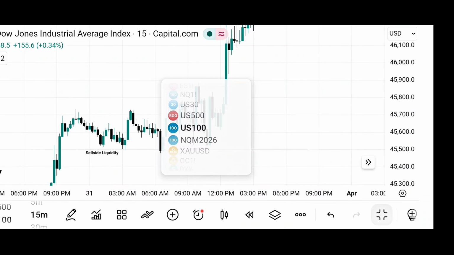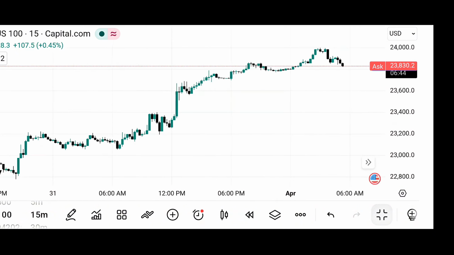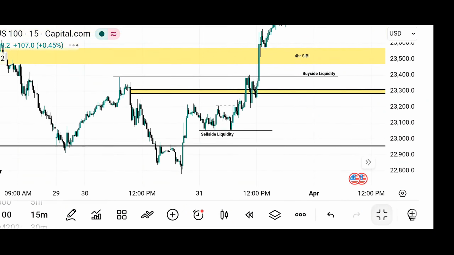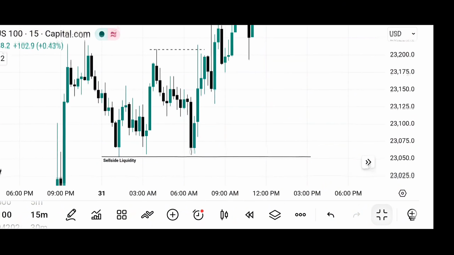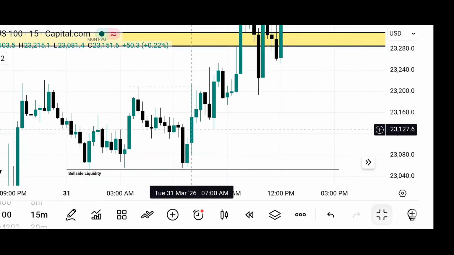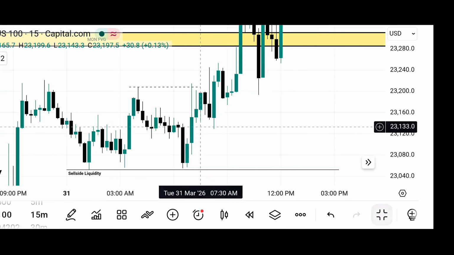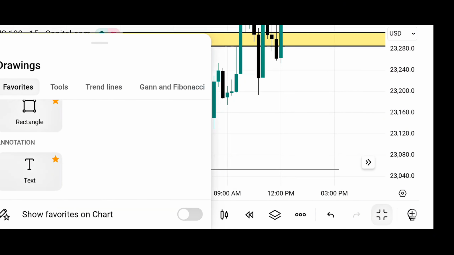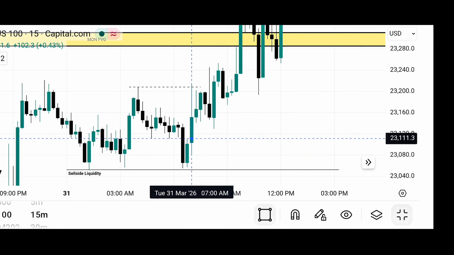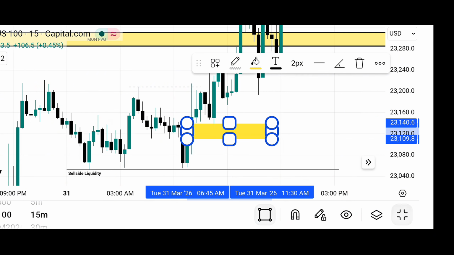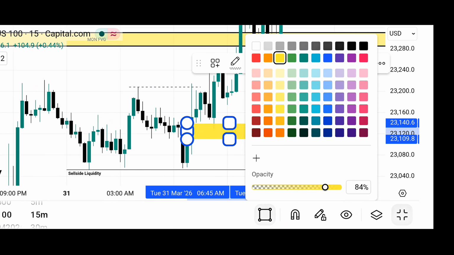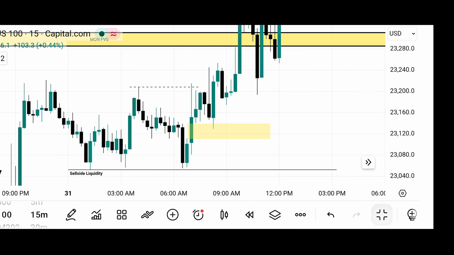And now on the Nasdaq we can see a fair value gap after this sudden surge up in price and the shift in market structure. You can see this fair value gap on the 15-minute time frame. This is the fair value gap. It's looking a bit thick, but it is okay.